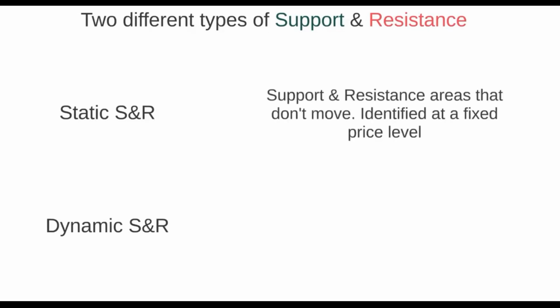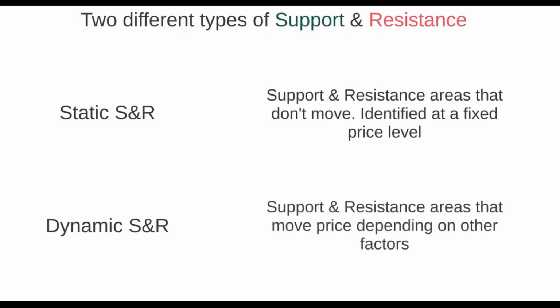There are different types of support and resistance levels, and I like to split them up into two categories: static support and resistance and dynamic support and resistance. Static, as the name suggests, are support and resistance areas that don't move. They are identified by the specific price level that the historical price action has shown them to be at. This is the main type of support and resistance people know and refer to when they talk about it. Dynamic support and resistance is the opposite. It refers to support and resistance levels that move. They are not at a fixed price.